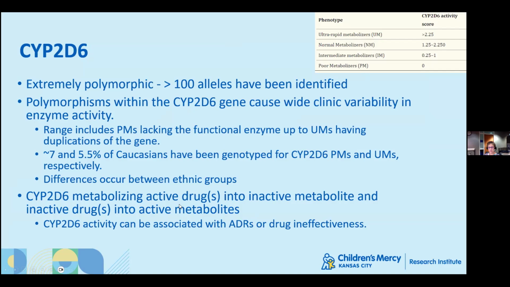The 2D6 enzyme metabolizes active drugs into inactive metabolites, but 2D6 is also known to turn inactive drugs into an active substance, such as one that we're probably all well familiar with, codeine. So in that regard, 2D6 activity or inhibition can result in adverse drug reactions or decreased drug effectiveness.